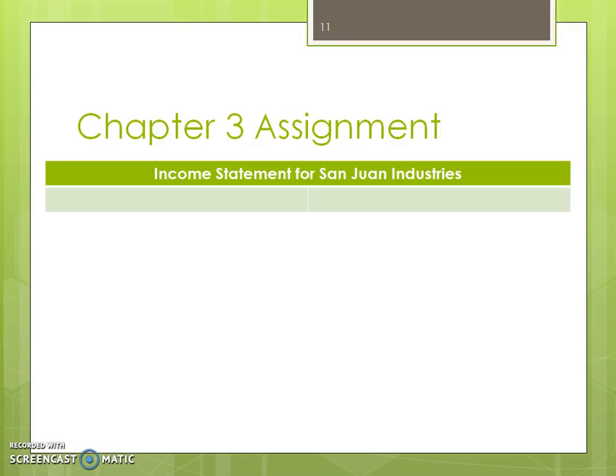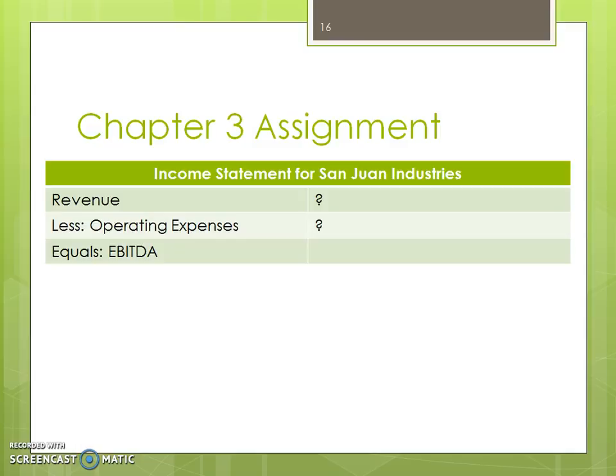So I'm going to go with the example in the book, and sure enough, first thing is revenue. Do we know what revenue is? No, that wasn't given to us. Then the next thing is operating expenses. Those are normally deducted from revenue, but we don't know what that is either. So we're going to put a question mark there. Revenue minus operating expenses is going to equal EBITDA.